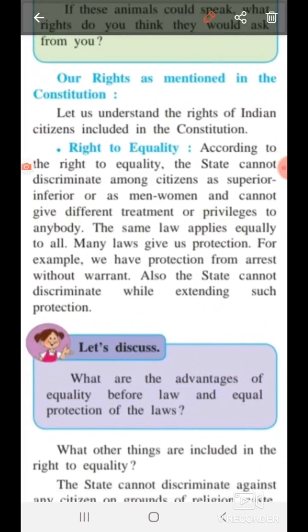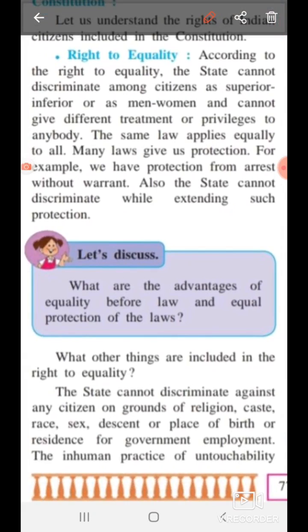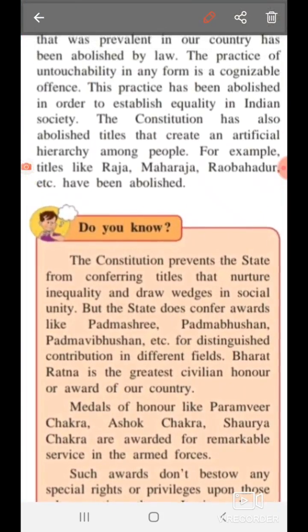Untouchability, as you know, was a difference in the caste system. Now, the practice of untouchability is a form of a big offense. Therefore, this practice has been abolished, or banned, by the government. Why? So that equality is established in the Indian society.